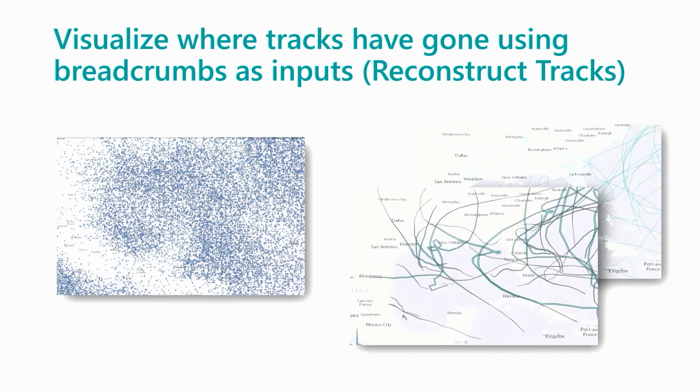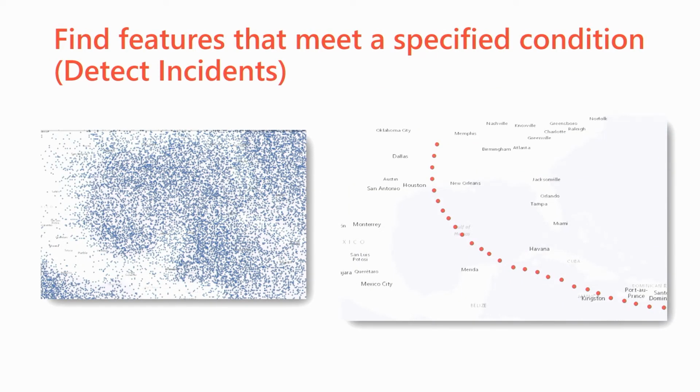The next one I want to talk about is Detect Incidents. So this is finding features that meet a specified condition. This condition can be really simple. It could be something like the track name is equal to Beth. That's fine, but it can also be something where you're using the track history with something that we call Arcade expressions. So you could say something like, find me the features where it's greater than the previous 3 features summed.